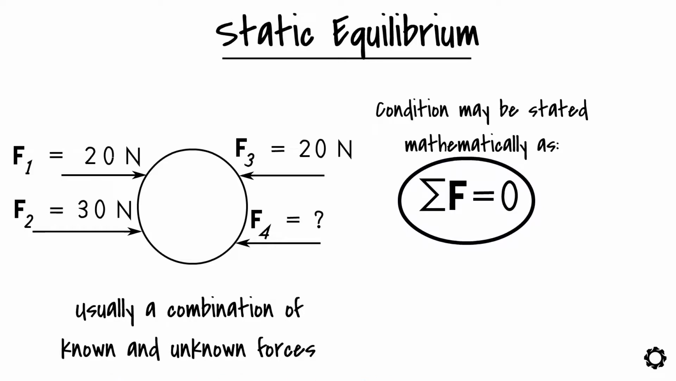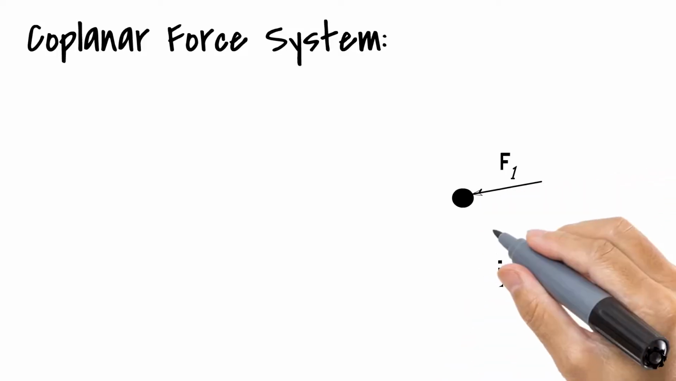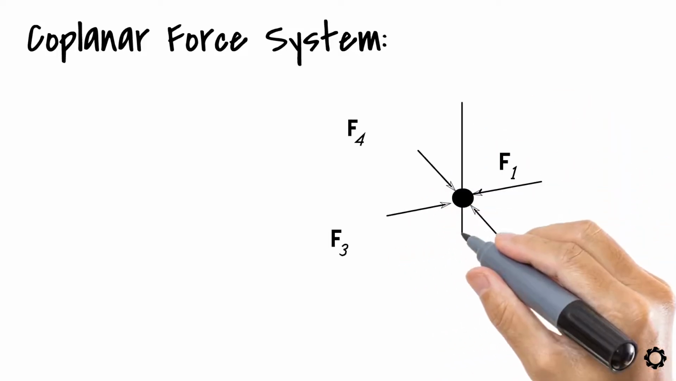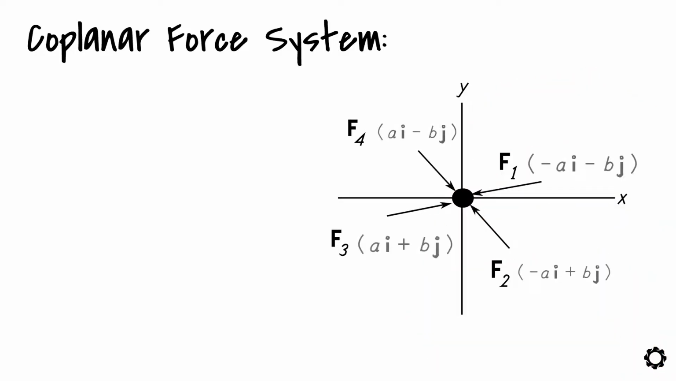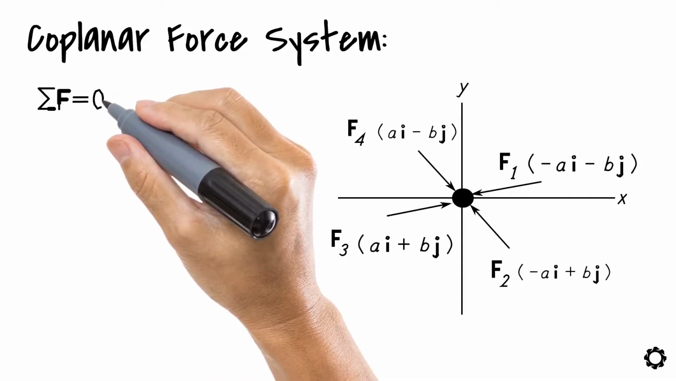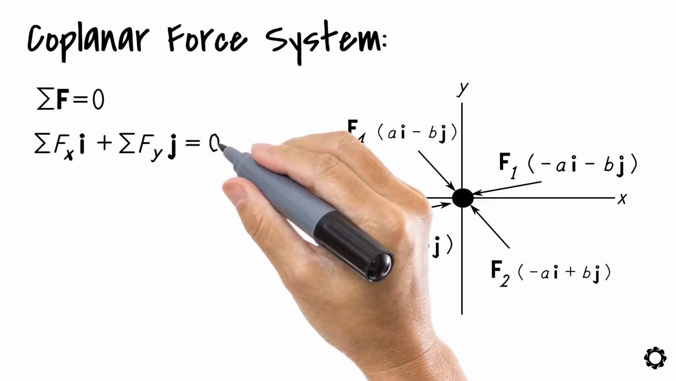Now that we have discussed in which conditions the equilibrium of a particle can be obtained, let's move on to observing the coplanar force system that is acting on the particle which is in an equilibrium state. If we have different coplanar forces which lie on a two-dimensional plane xy, then we can resolve these forces into their i and j components. In this case, we can write our equilibrium equation as follows. Summation of F equals 0. Summation of Fx i plus summation of Fy j equals 0.